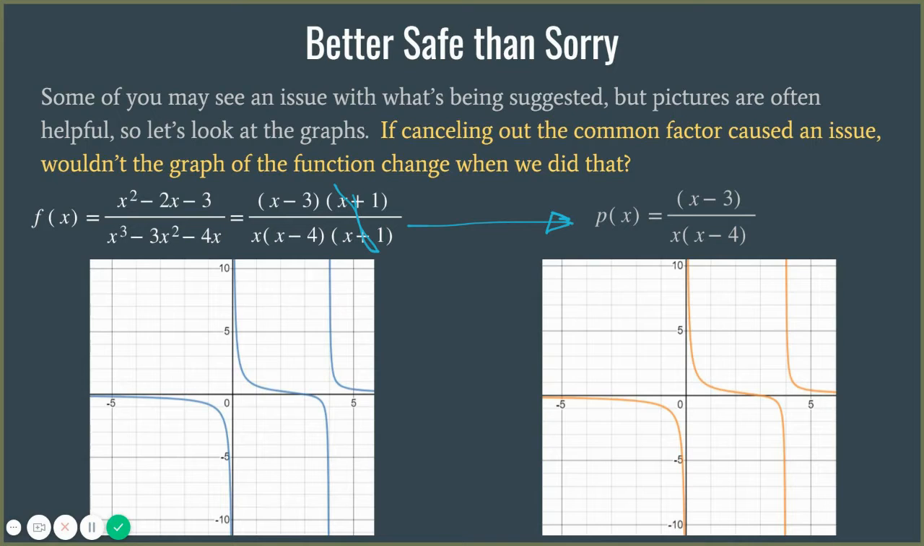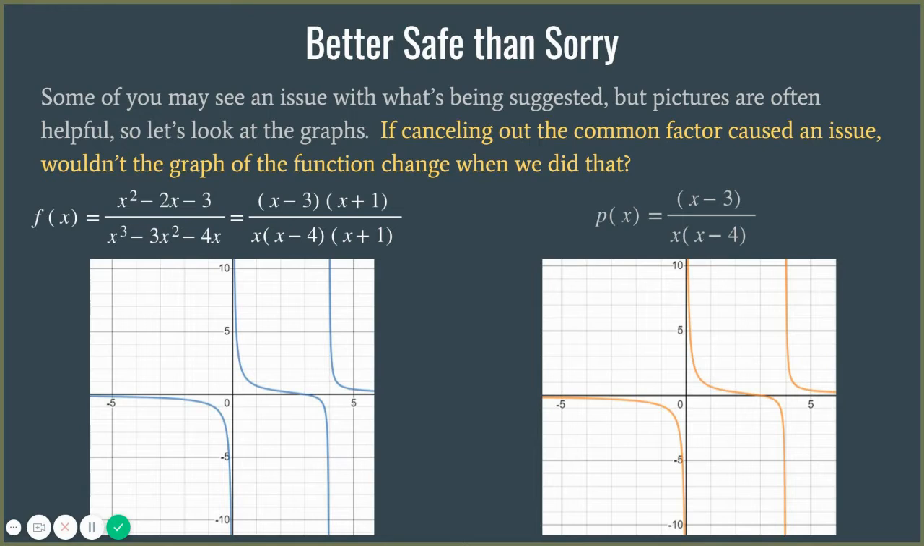And some of you did look at these graphs. So look at the graph of f of x on the left and the graph of p of x, which I'm going to call the pseudo function, you know, like in biology when you're talking about pseudopods, false foot. I'm going to call this the pseudo function for f of x. That's not really a technical term. It's just one I like to use. So p of x is the pseudo function for f of x, the one that we got when we canceled out x plus 1 over x plus 1 right there. Okay?